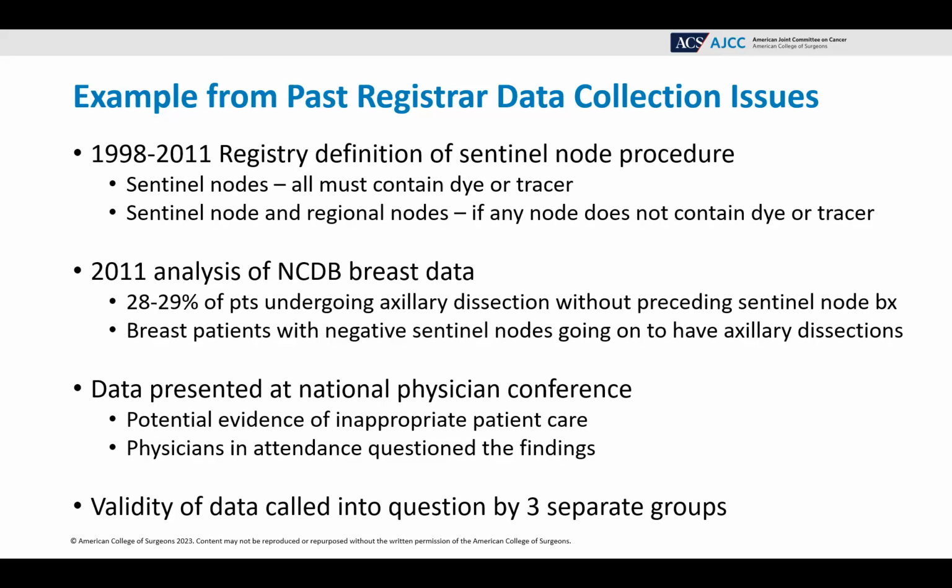They talked about this potential evidence of inappropriate patient care by physicians across the United States. And the physicians in attendance at that national meeting stood up and questioned the findings. They said it just didn't sound right. Then the validity of the data was called into question by 3 separate groups who happened to be also around that same time analyzing the data that had come in and said it just didn't match with what physicians were saying they were doing.